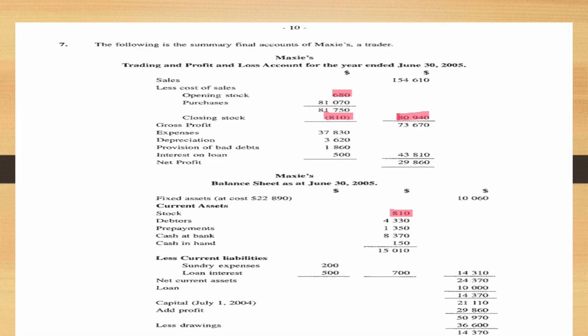So the fourth ratio that we will calculate is called the rate of stock turnover. We will pull this from the trading and profit and loss account, and we will also pull it from the balance sheet. We will pull the opening stock figure, the closing stock figure, and the cost of sales figure, which is also called the cost of goods sold. We must also note that the closing stock figure of $810 is listed in the trading and profit and loss account, and it is also listed in the balance sheet.